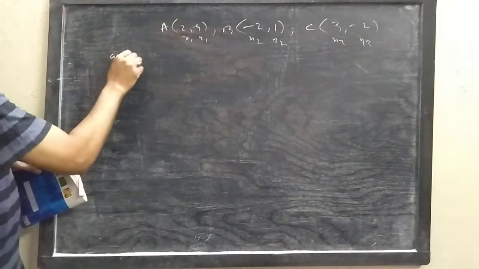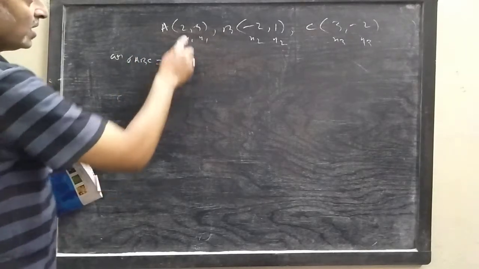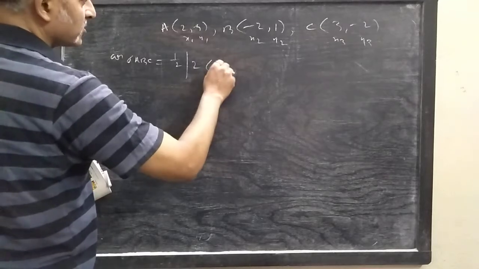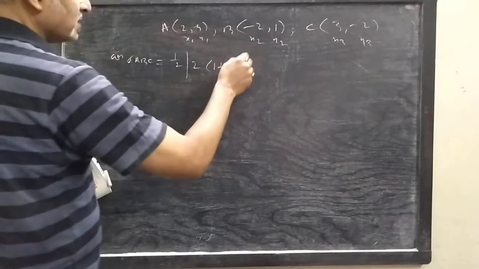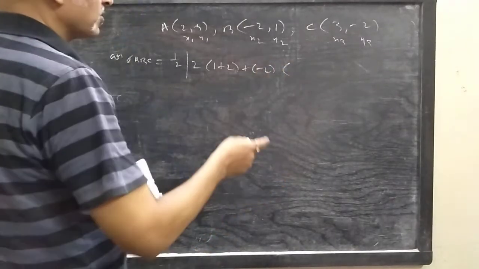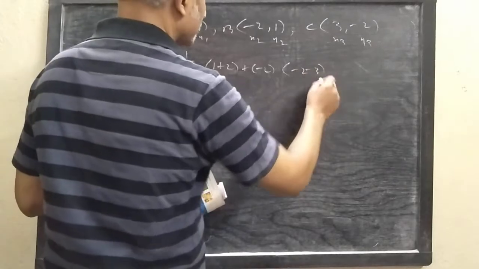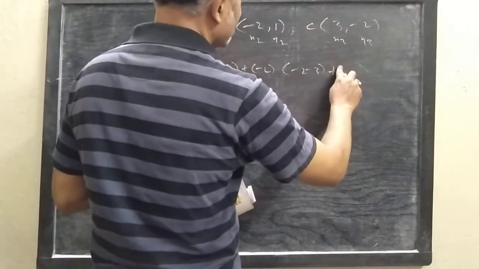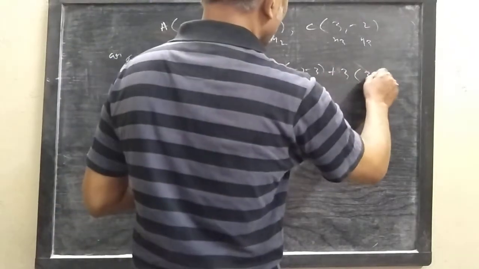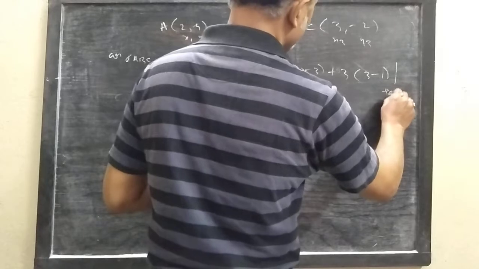So area triangle ABC will be half mod x1 is 2, x1 into y2 minus y3, that is 1 minus minus 2, that is 1 plus 2. Then plus x2, x2 is minus 2, x2 into y3 minus y1, y3 is minus 2 minus y1, that is minus 3. Then plus x3, x3 is 3, x3 into y1 minus y2, y1 is 3 minus y2, that is 1. Close mod, square units.